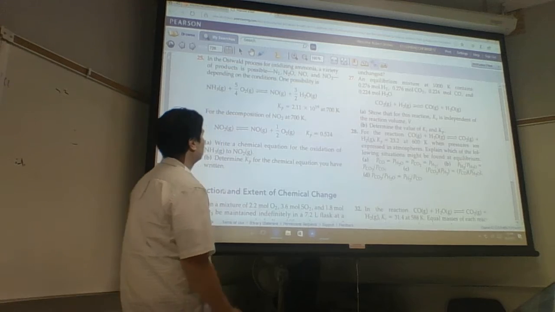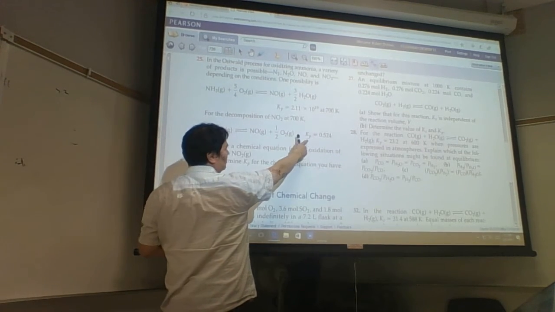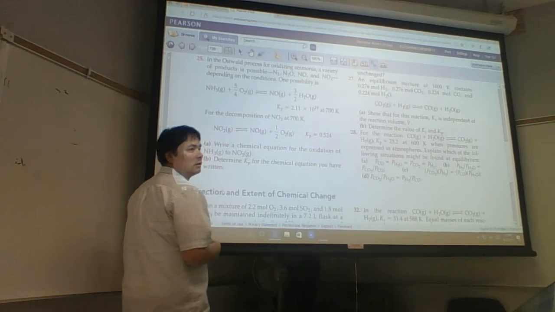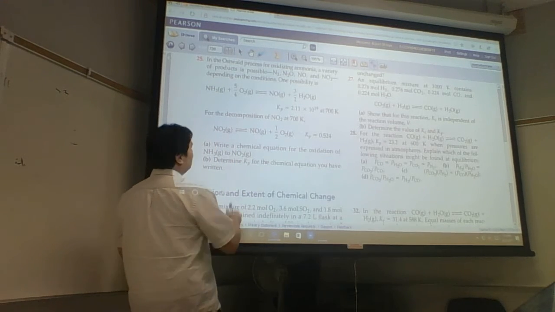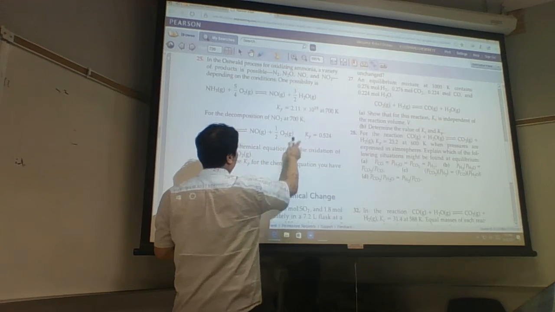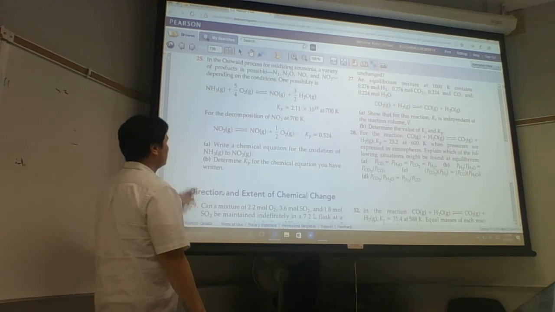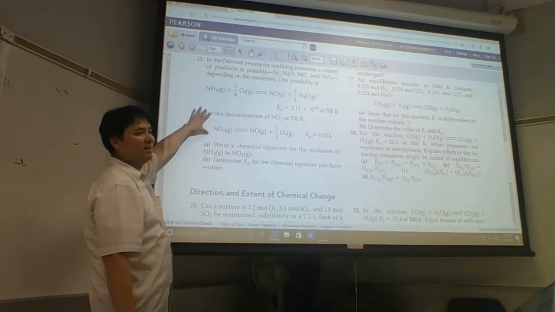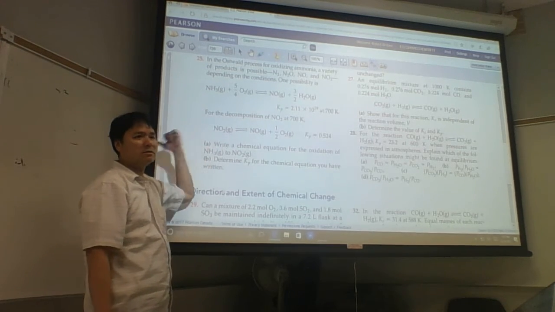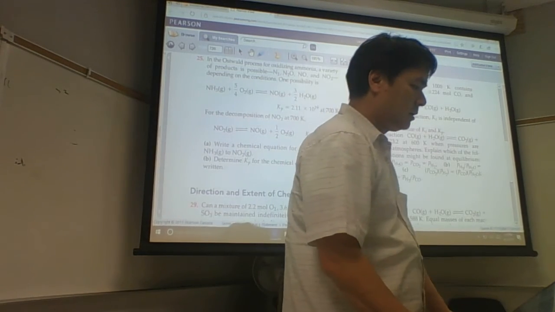It's out of place here because all we have to do is reverse this one. If we reverse this one, what do we do to the K? We invert it, and then that's it. Then we just add these two together. When we add these together, we multiply the K's and we get the Kp for the equation that we have written. And so 25 doesn't belong here. 25 belongs in the Hess's law section we saw earlier.